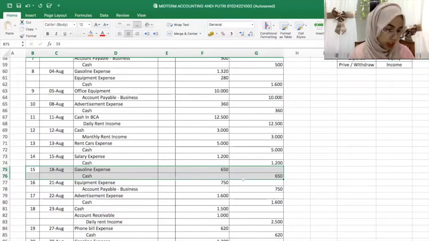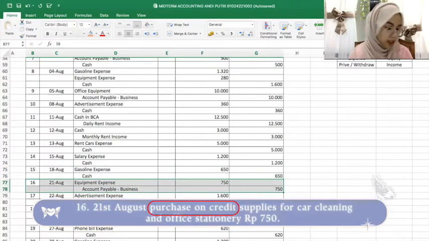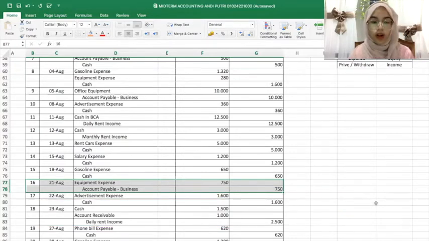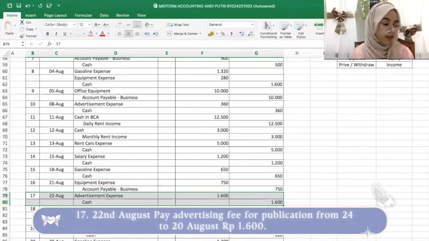And 16th transaction at 21st August, purchase on credit supplies for car cleaning and office stationery for 750. So there is equipment expense because they buy supplies and office stationery. Also, there is account payable for business because they purchase it on credit. And account payable is a liability, so you put the account payable into the credit side and the equipment expense into the debit side.